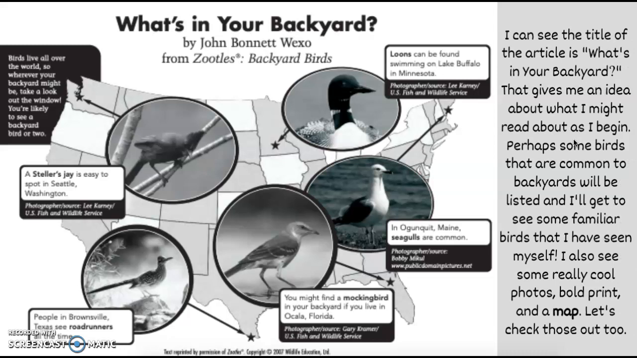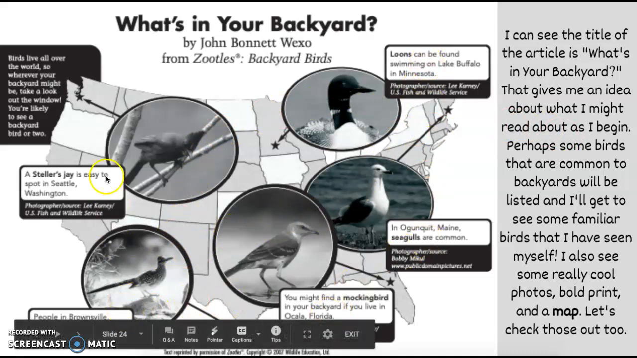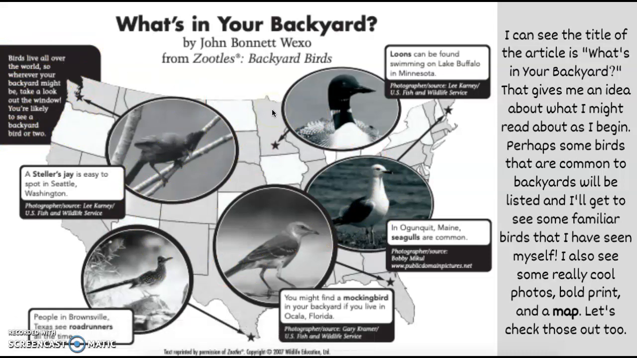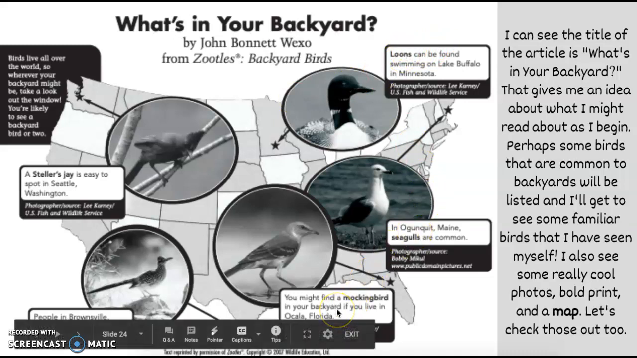What's in your backyard? And then I see photographs of 5 different birds, and then there's information about each of those birds, and then there's another caption over here to the left, and I'm noticing behind these birds I see a map. So I can see the title of the article is What's in Your Backyard? That gives me an idea about what I might read about as I begin. Perhaps some birds that are common to backyards will be listed, and I'll get to see some familiar birds that I have seen myself. I also see some really cool photos, bold print. There's bold print in each of these captions, and a map. Let's check those out too.